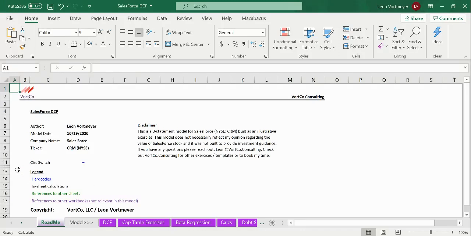Hey guys, this is a quick DCF I put together for Salesforce. I hope this is helpful for you as you think about how to build a DCF from scratch and the building blocks that go into it.